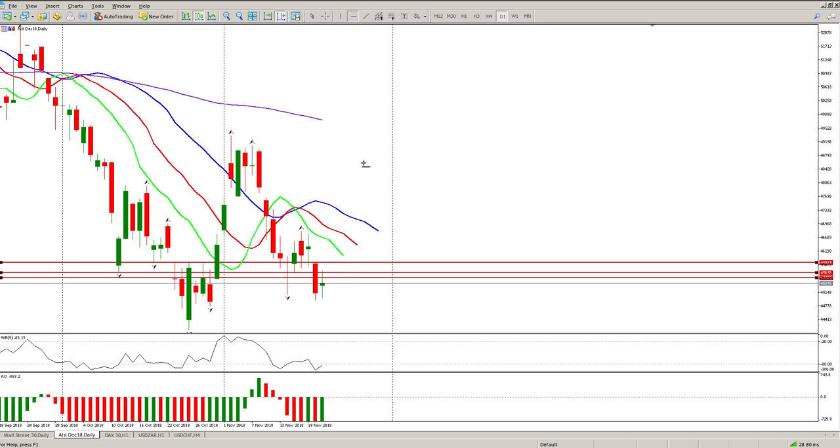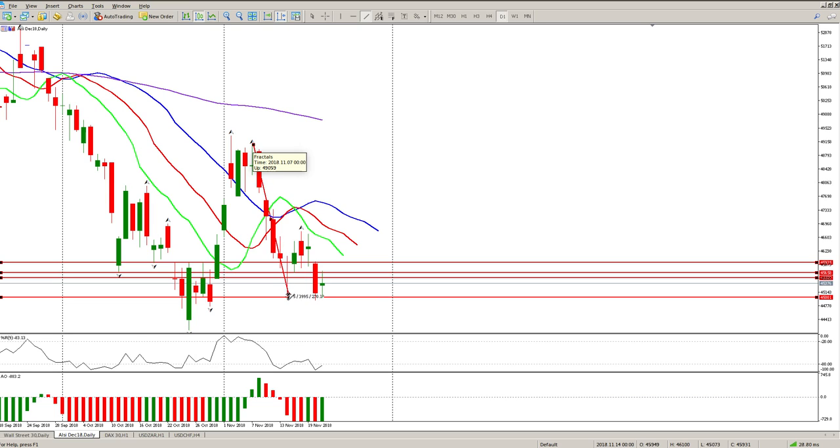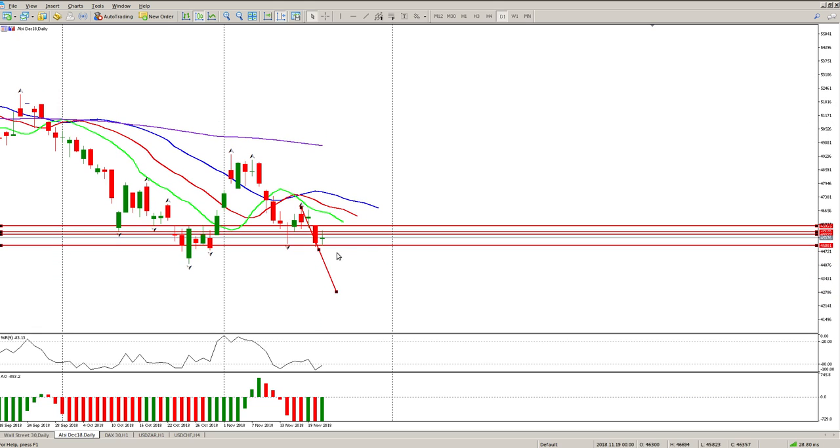Let me just put the bottom on there. We can go and look at the lower time frames just to see exactly what happened here. But I'm still of the opinion that we have a second move coming. Just bear in mind today is Thanksgiving in the US, so you're probably not going to see much action. This second move here is still what I expect to happen.